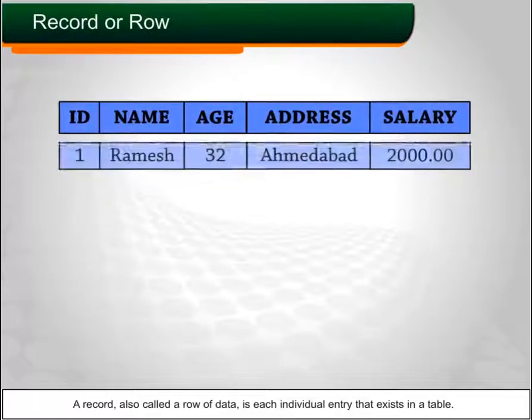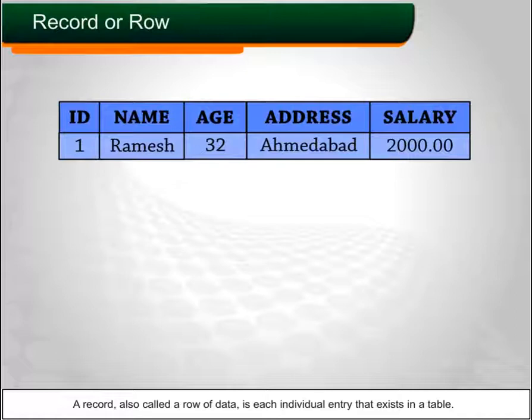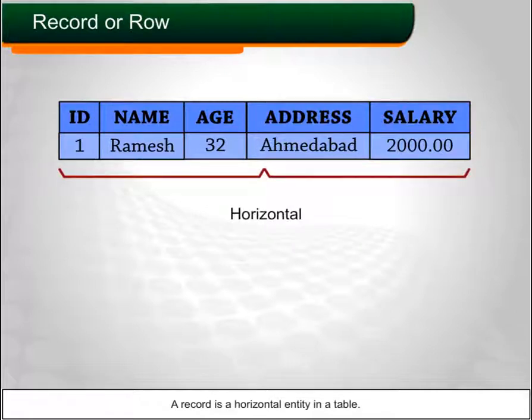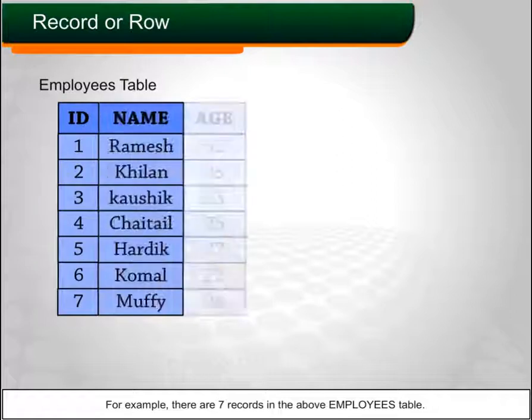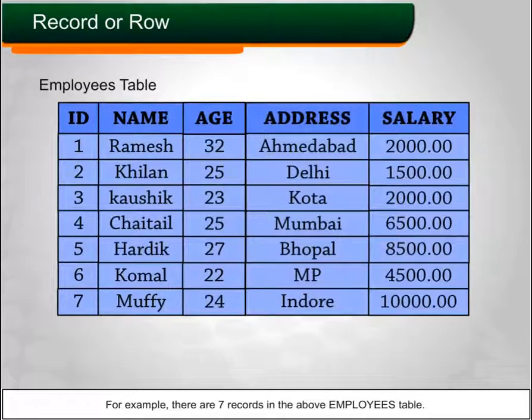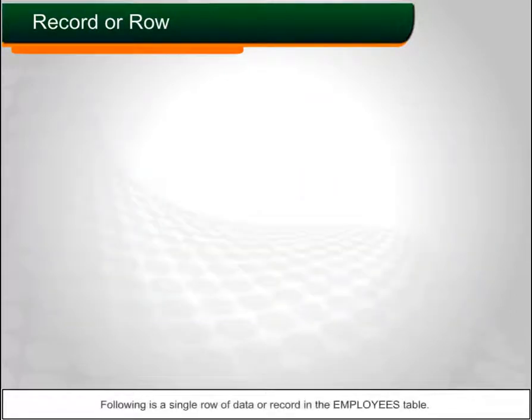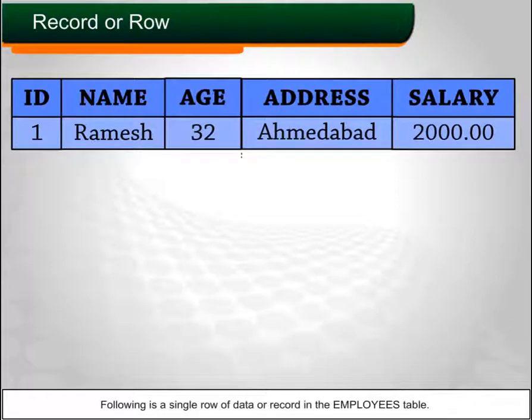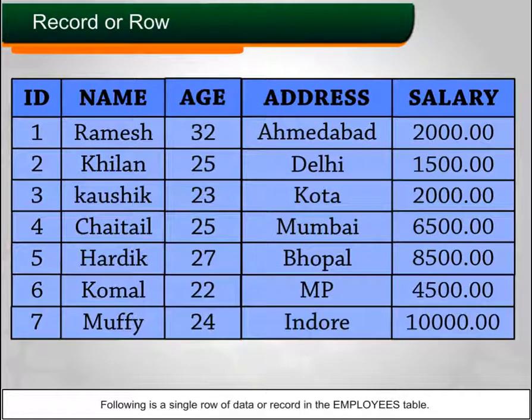Record or row. A record, also called a row of data, is each individual entry that exists in a table. A record is a horizontal entity in a table. For example, there are 7 records in the above employees table. Following is a single row of data or record in the employees table.